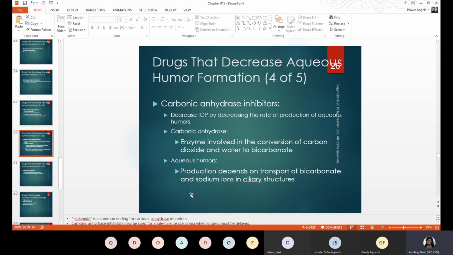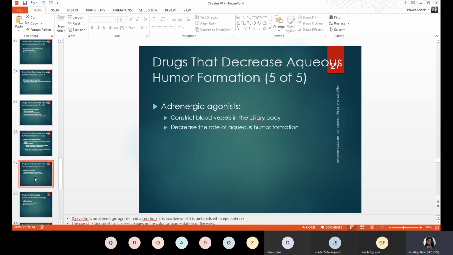You may learn as you continue in the course of the pharmacy technician program, there are different stems to medications. So usually anything that ends in zolamide, that is a medication that belongs to the carbonic anhydrase inhibitor. So remember, there are different classes of drugs, and that is one of them.